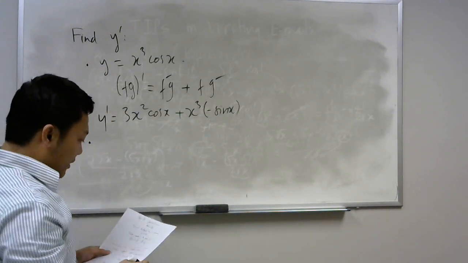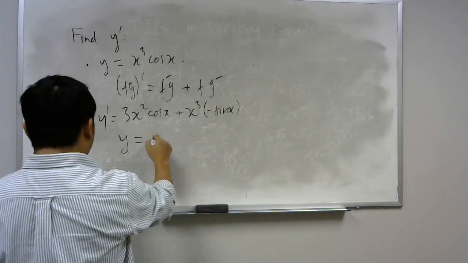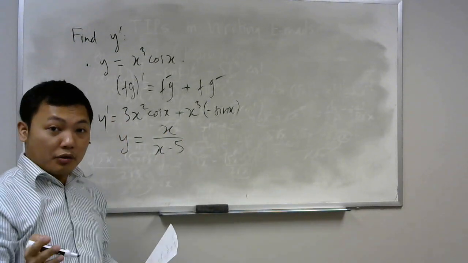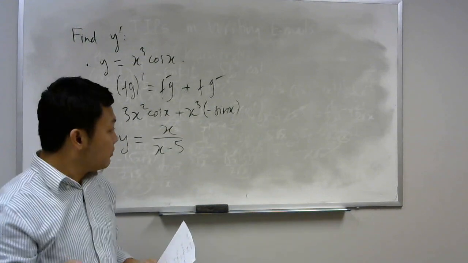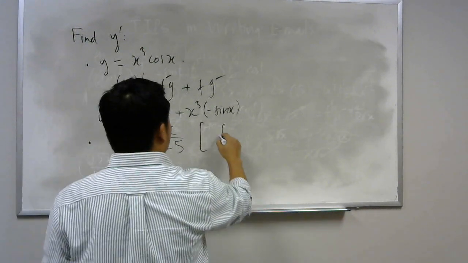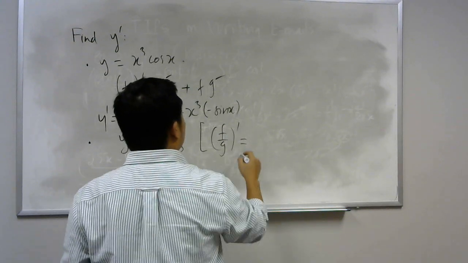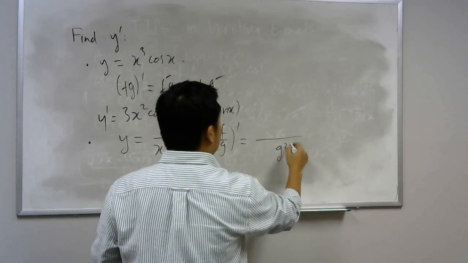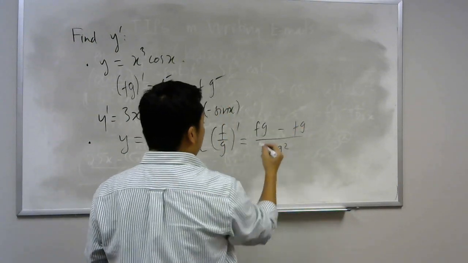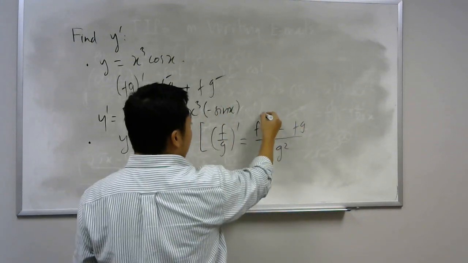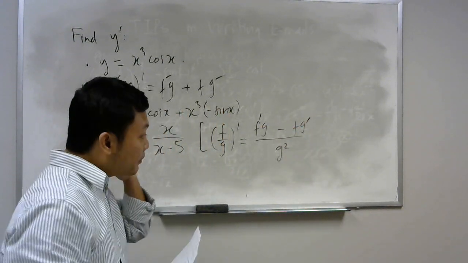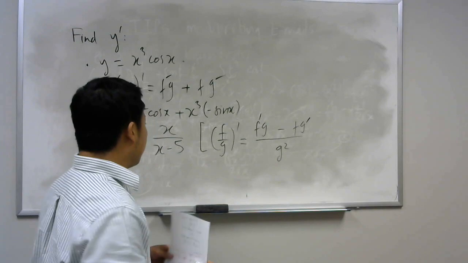The second question is y equal to x over x minus 5. So we have a quotient. We need to use the quotient rule. Let me remind you about the quotient rule. I have the derivative of f over g. Again, I write f prime g, but here we have minus because we have a quotient, right? And then I have the derivative of f in here, and then here is the g derivative. And don't forget about g squared here.